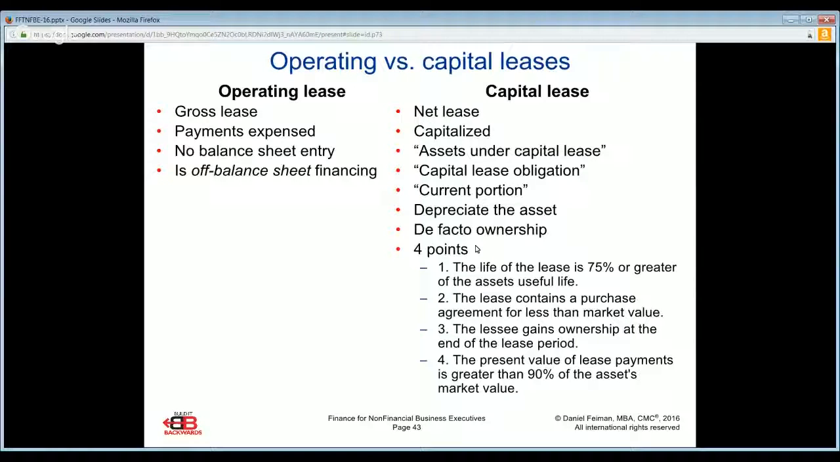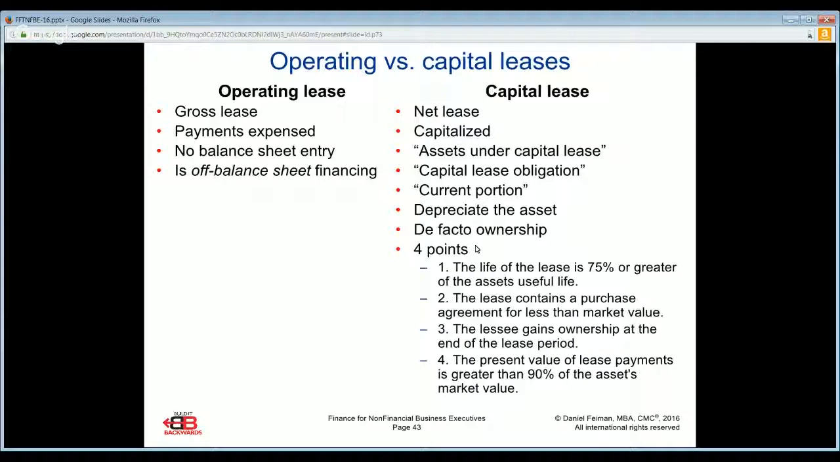So if it's a piece of equipment or it's an extra facility for a few months, we sign a very expensive short-term lease because we need it, done. That's an operating lease. Almost any other form of leasing, certainly long-term and meeting any one of the four criteria, is a capital lease.